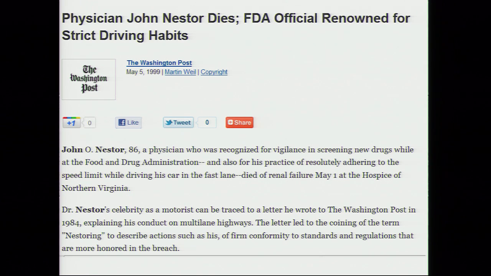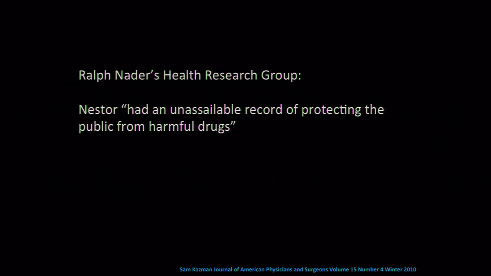He was in charge of renal and cardiac drugs. And the letter said, drug has to be safe or it can't get approved. It wasn't approved. It turns out that John Nestor had an unassailable record of protecting the public from harmful drugs. Among other things, because over a couple of decades, he never approved a single drug. And it turns out he may have killed a lot of people because of it.